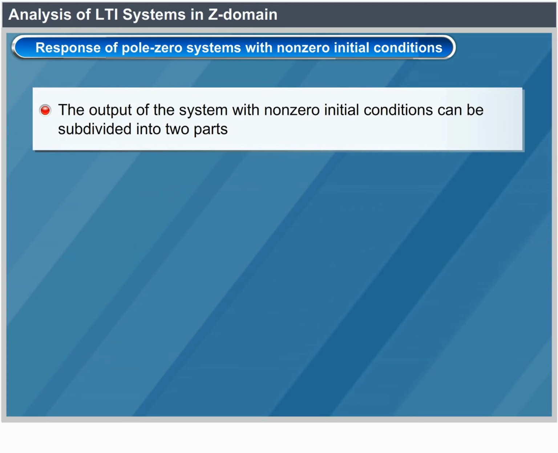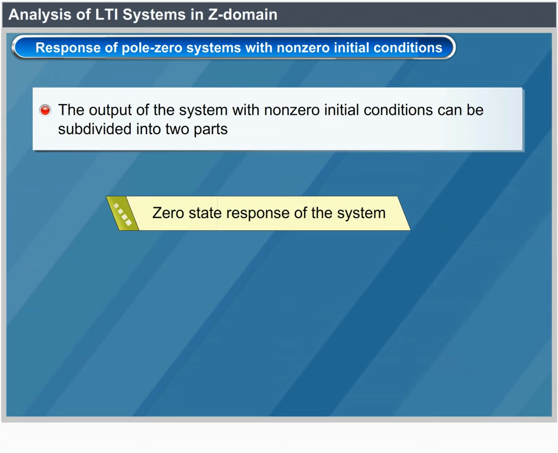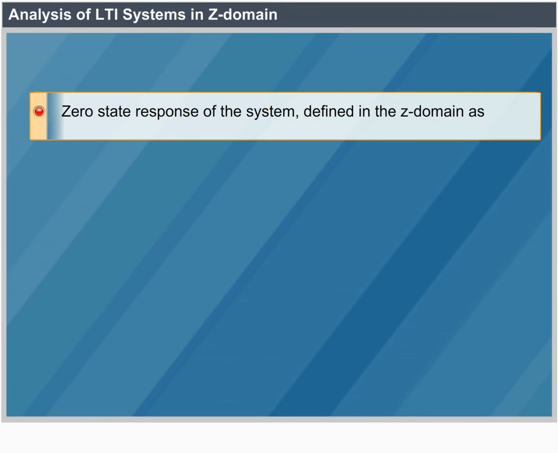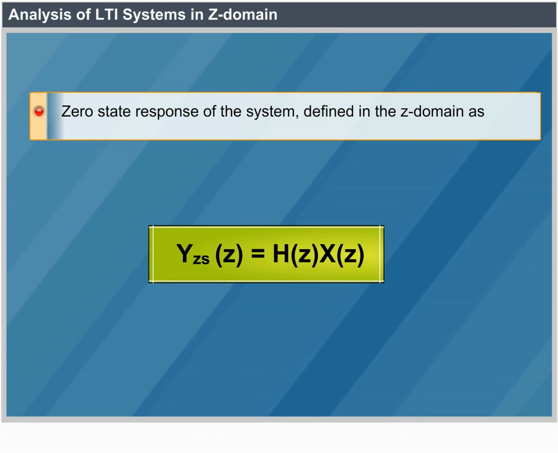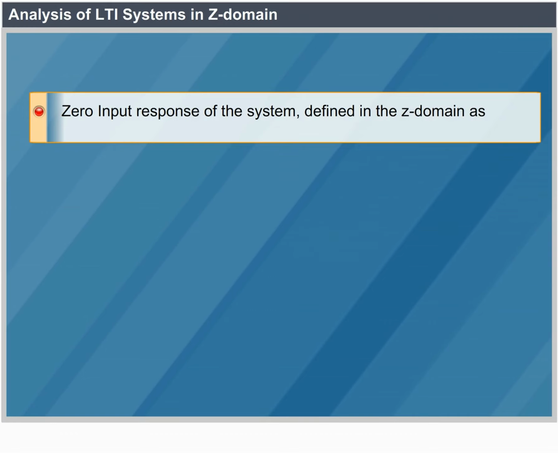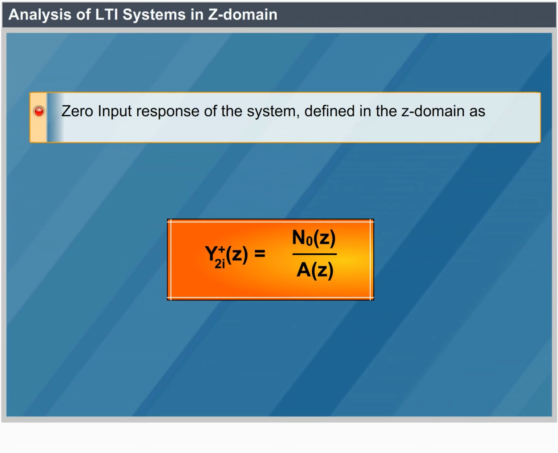The output of the system with non-zero initial conditions can be subdivided into two parts: the zero state response of the system and the zero input response of the system. The zero state response is defined in the z domain as Y zs of z equals H of z into X of z. The zero input response is defined in the z domain as Y zi plus of z equals N naught of z divided by A of z.